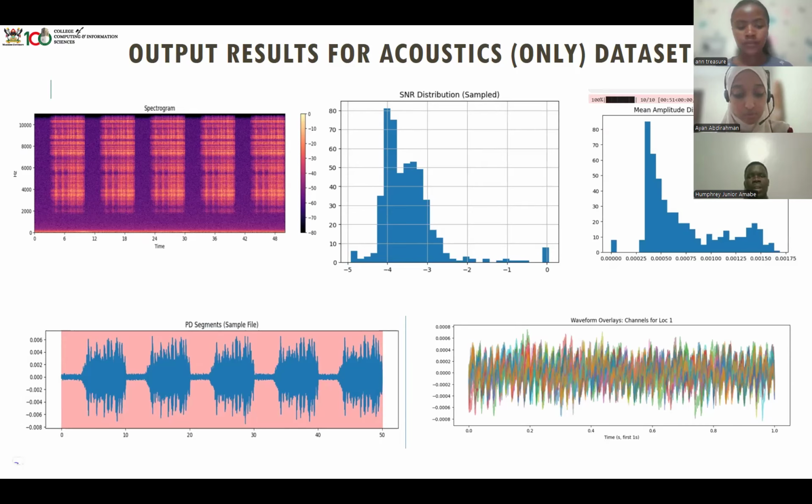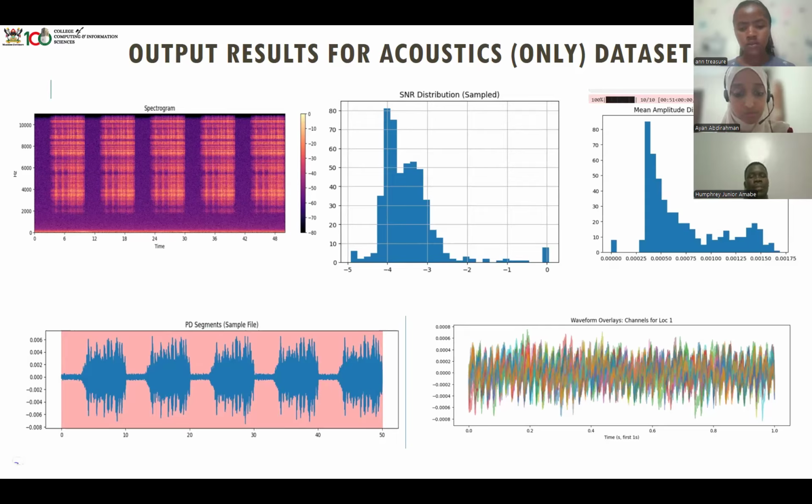Now, the background color shows us the background noise. And the different spikes in bursts, those are the different bursts in PD activity. That's just trying to show us the one audio file and how it runs over the 50 seconds.